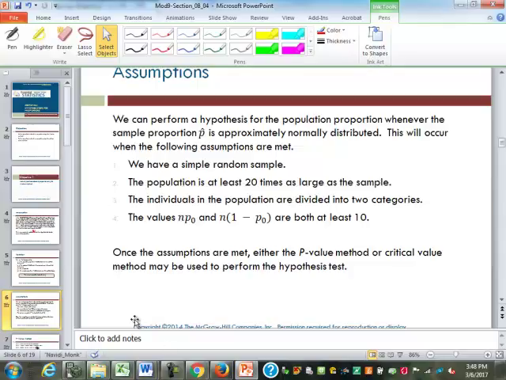So there must be at least 10 people that are in the category and 10 people that are not in the category. So usually for doing a proportion, we have a significantly larger sample we are dealing with.